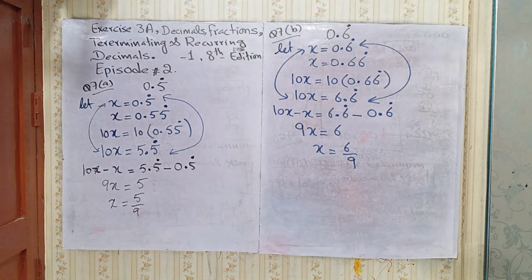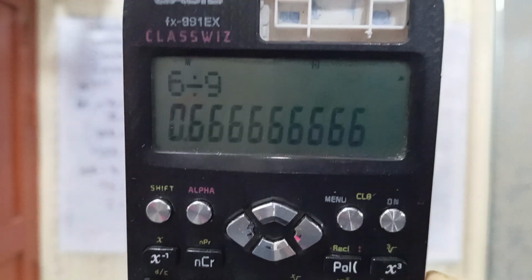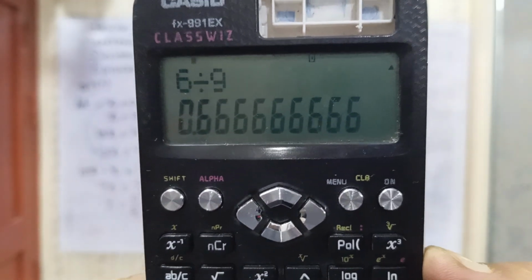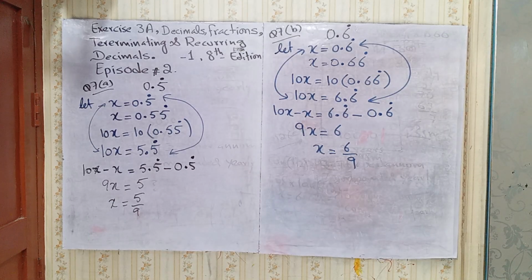And then you can check this. We can check this. Okay. So on my calculator, I will check 6 divided by 9 equals. So you can see, 6 divided by 9, 0.66666666666. So this 6 is basically recurring. Okay. So this is how you will do question number 7, and its B part.